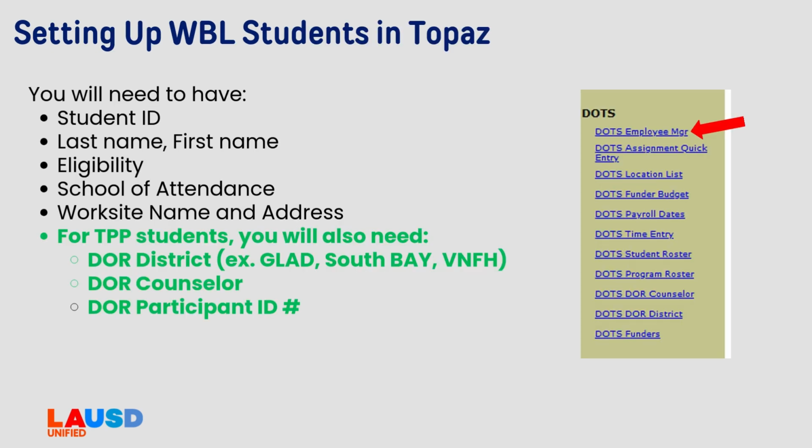When setting up work-based learning students in Topaz, it will be helpful to have the following information readily available: the student ID, the student's last name and first name, the student's special education eligibility, their school of attendance, and the worksite name and address in which they will be working. For Transition Partnership Program students, you will also need the Department of Rehabilitation district, their counselor's name, and the participant ID number. Your first step to get started is to click on the DOTS Employee Manager hyperlink in that toolbar on the left.